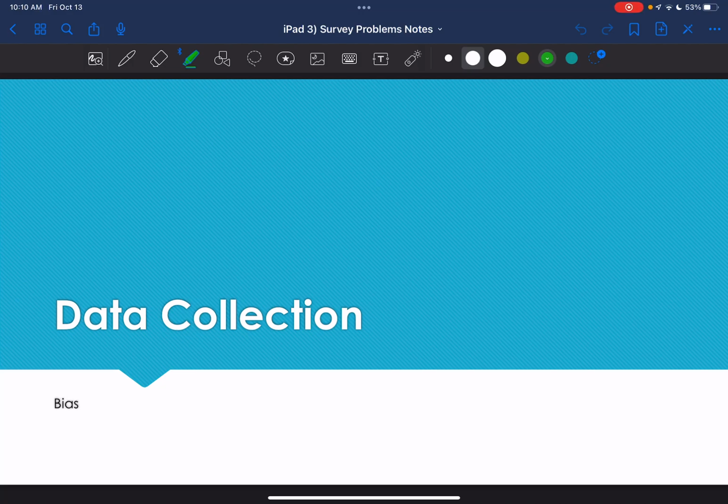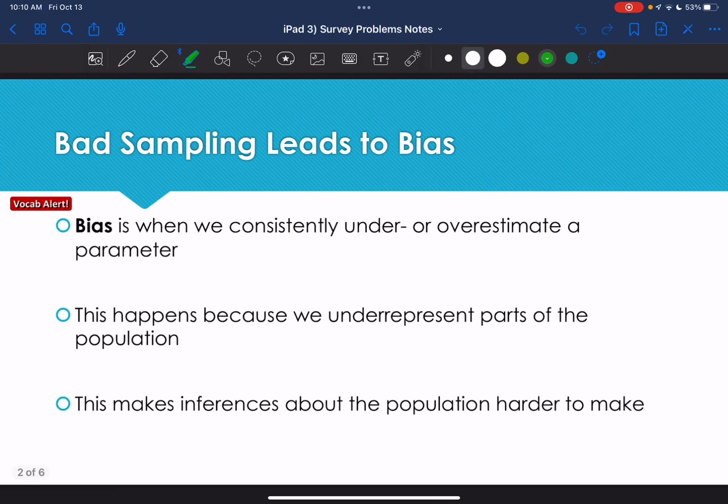All right, let's talk about bias. This is a pretty vocab heavy lesson, so there won't be much that I write, but I'll talk a little bit. Bias is when we consistently under or overestimate a parameter. Remember, a parameter, that's the population value.